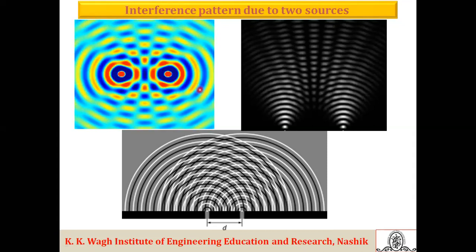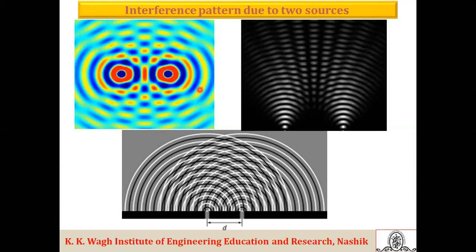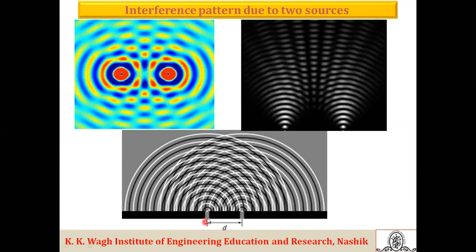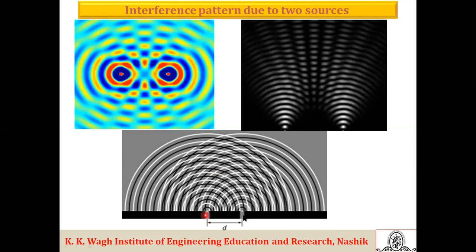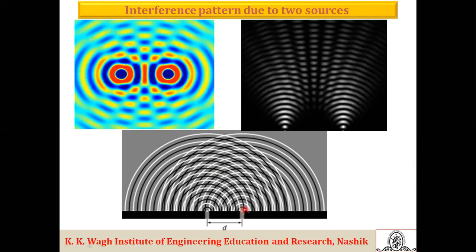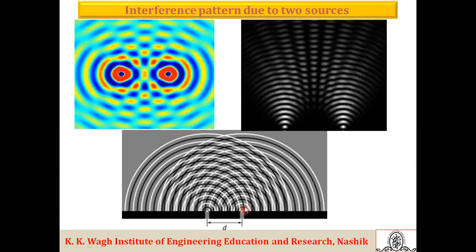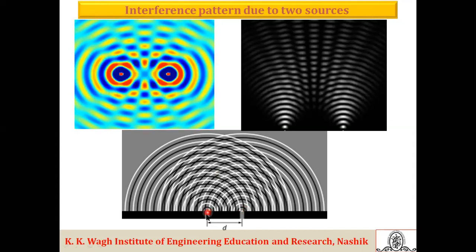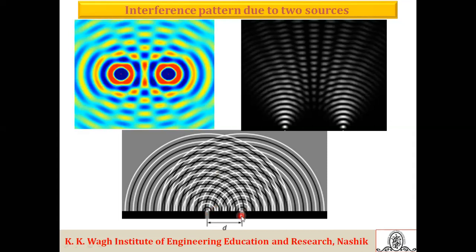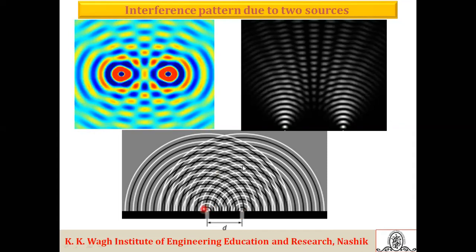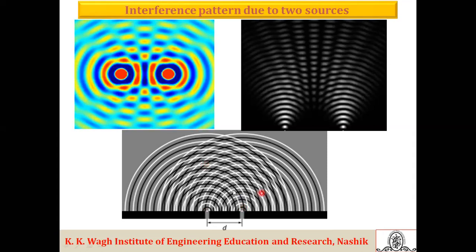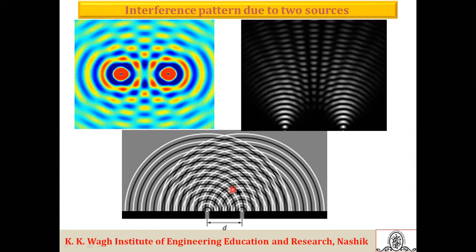The same pattern, similar to the stones in a water pond, you can observe with the help of light rays. Here is one source of light wave, and another source of light wave. Interference is nothing but two or more waves coming in the path of each other. So the light wave originated from one source and the light wave originated from the other source. Both are coming in the path of each other and getting interfered, and they produce a pattern.